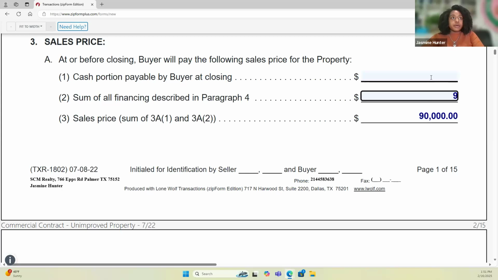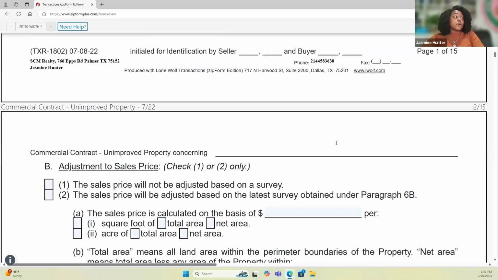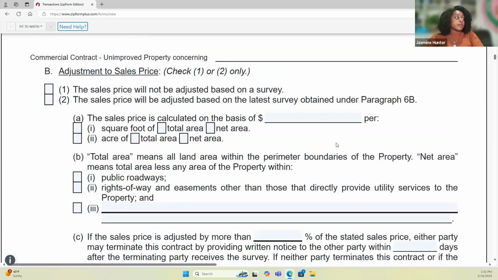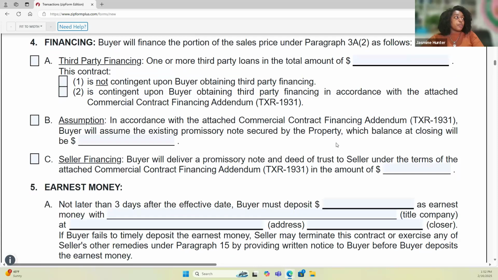Now, what it's saying here is that we need to know, based on how we're describing the financing in paragraph 4, what this loan amount is, or the sum of all financing. So let's look down here in paragraph 4, and then we'll go back up. Paragraph 4 is talking about third-party assumptions or seller financing. It could be a mix of both, because you could take a second lien out. We could do seller financing for some piece of it, and third-party financing on another piece of it. It just depends.